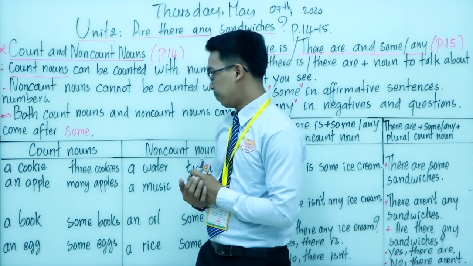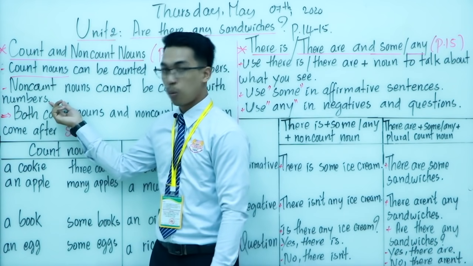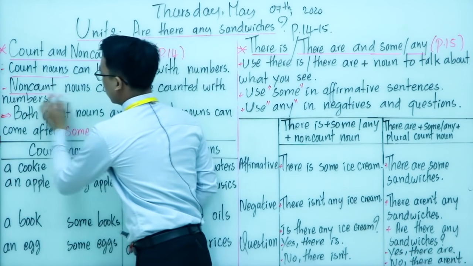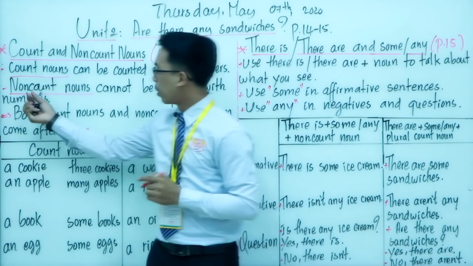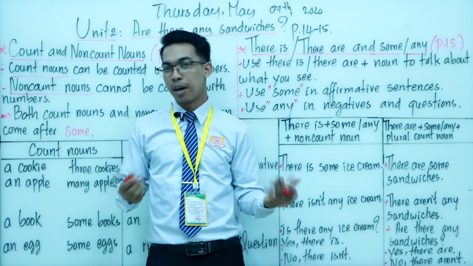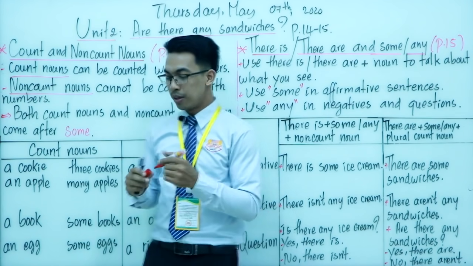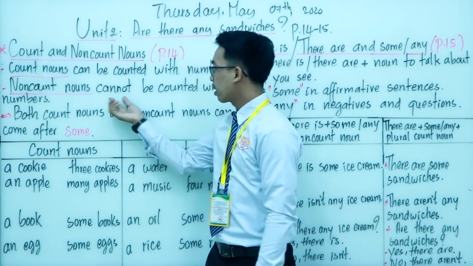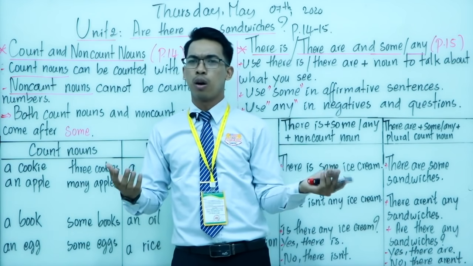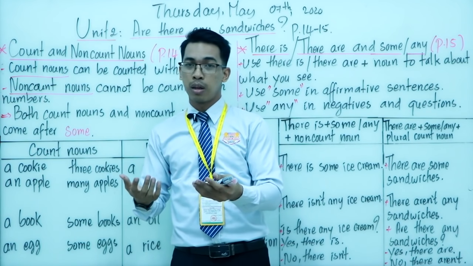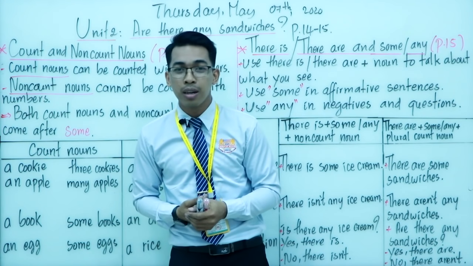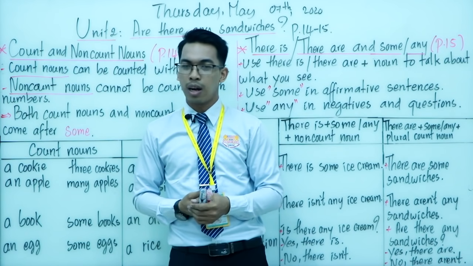Now let's move our attention to the next one: non-count nouns. What is a non-count noun, everyone? Just look at the word non. Non means no, right? So no, we cannot count. A non-count noun cannot be counted with numbers. We cannot count 1 or 2 or 3. Example, sugar. Can we count sugar? 1 sugar or 2 sugar? No, exactly, we cannot count.